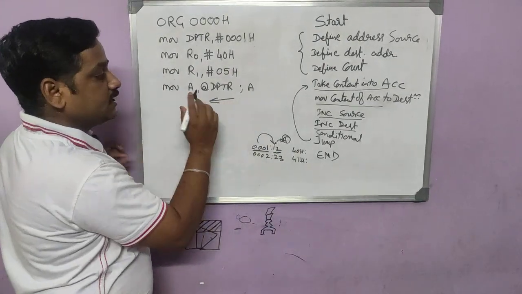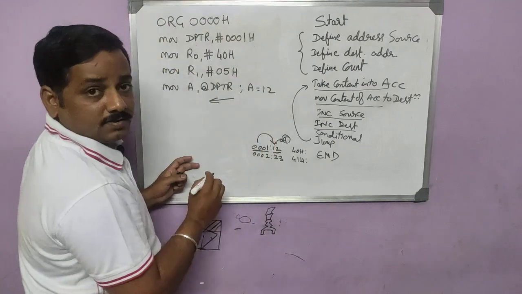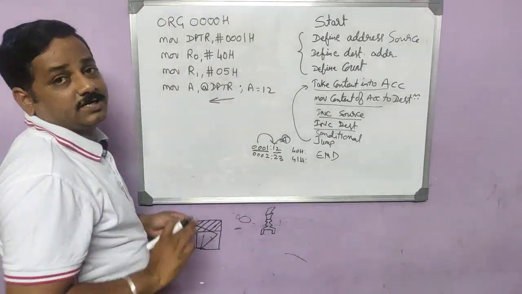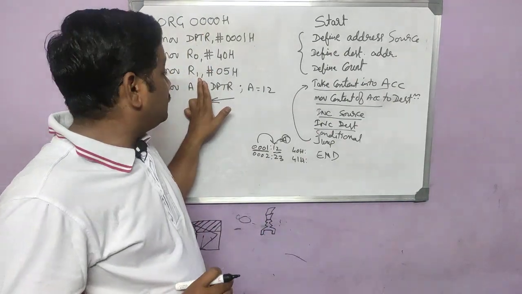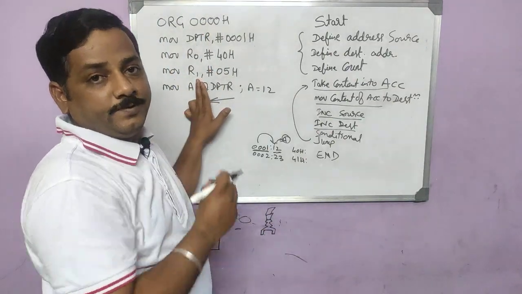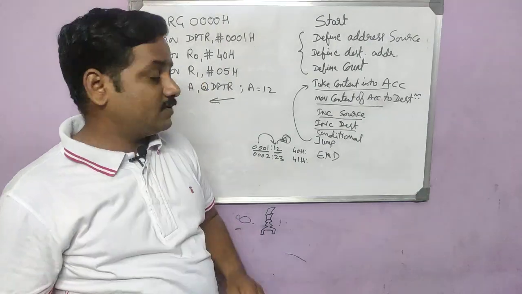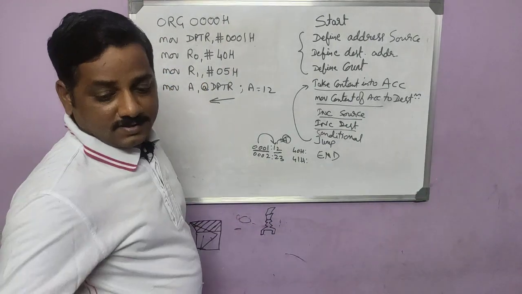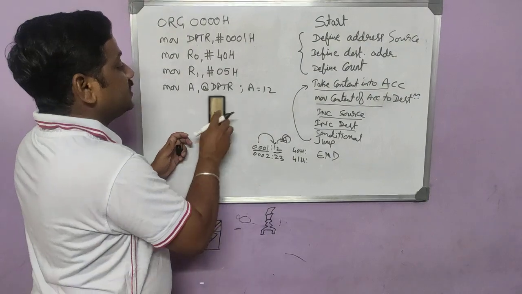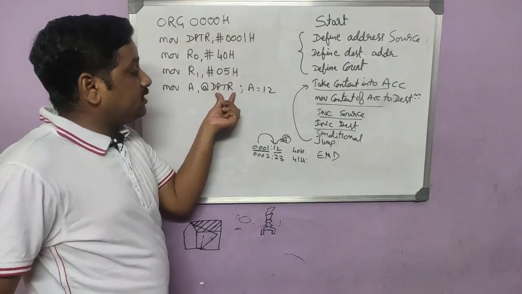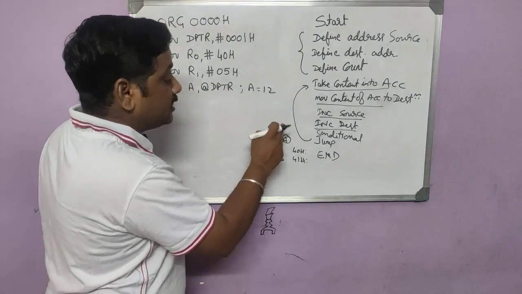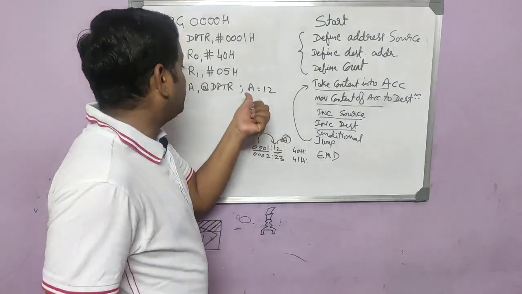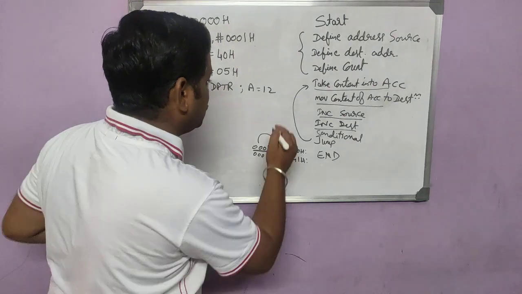So you can write it like this. After execution of this line, we get A equal to 12. So the content at DPTR's address will be taken into A. If instead you write MOV A, DPTR, then only 0001 will be given to A. That will be an error, a problem. So write it like this. If you use this symbol, it indicates that we will not take the address, we will take the content of that address, and that will be taken into the accumulator. So that is what we got now.